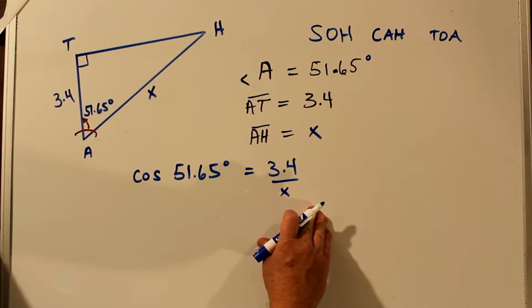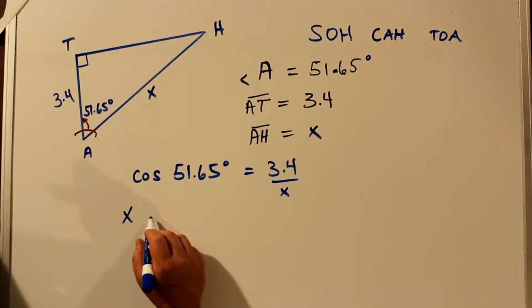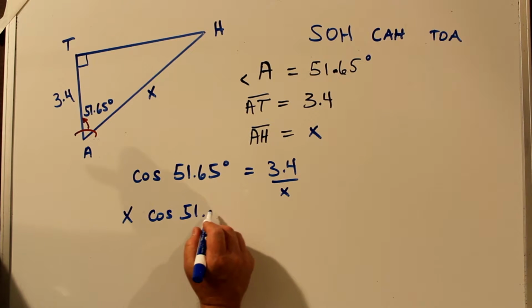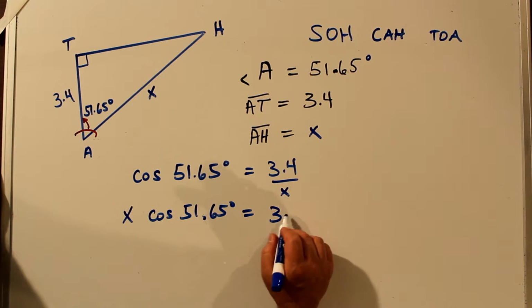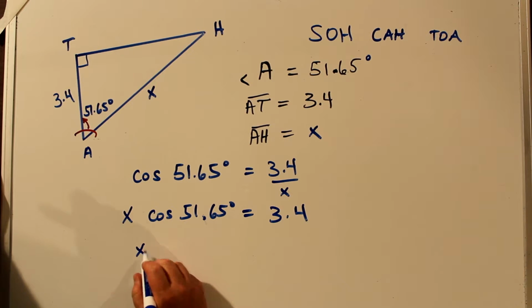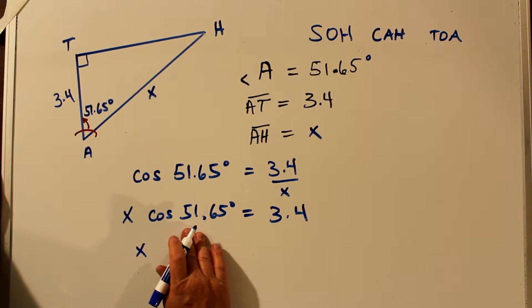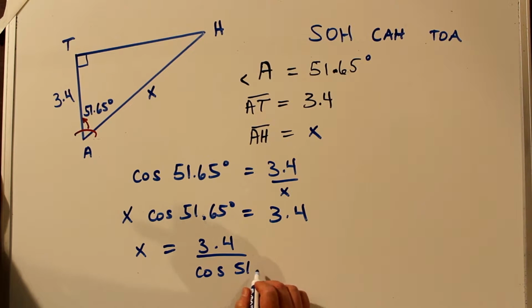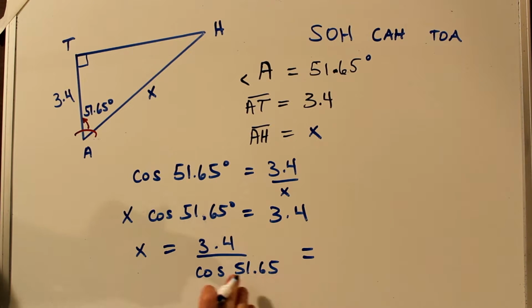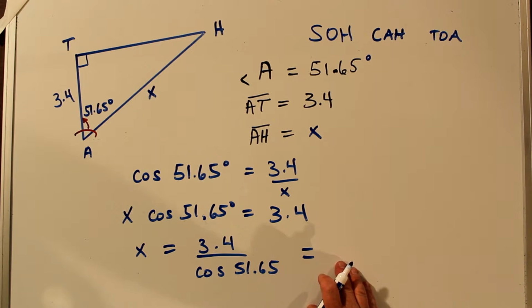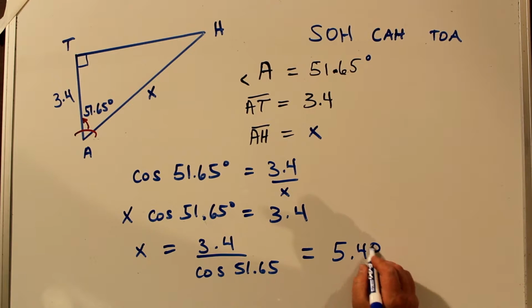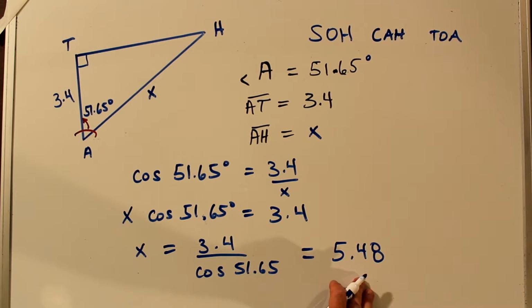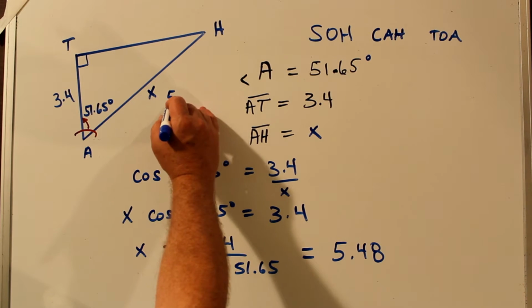Solving for X, we'll multiply through by X on both sides. X times the cosine of 51.65 degrees equals 3.4. And now to get X by itself, we'll divide through by the cosine of 51.65 degrees. X equals 3.4 divided by the cosine of 51.65 degrees. And we'll use our calculator. Type in 3.4 divided by cosine 51.65, and you get 5.4797, which we can round to 5.48, two digits. And that's our answer. Length AH is 5.48.